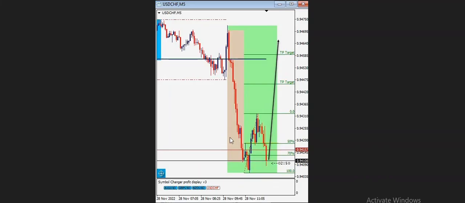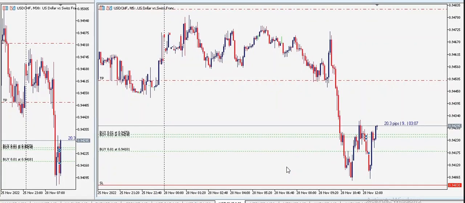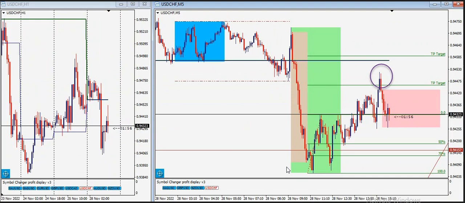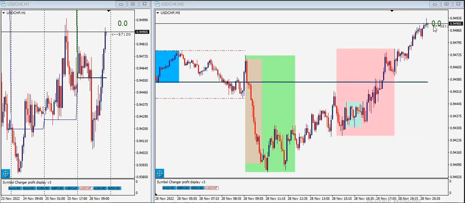Then look at it, price pulled back to this level. I took the entry here, and after moving up a bit, price dropped further to this order block, and it started moving up until my first take profit was cleared here, and that was how price continued to move up. This happened on Monday, 28th November.